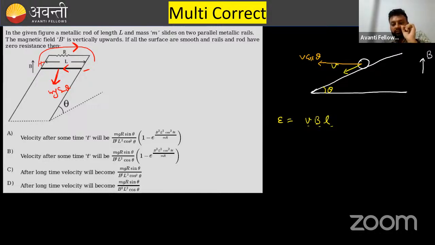In VBL, what is the formula? Every quantity V, B and L are mutually perpendicular. B is in the Y direction, length is in the Z direction. In this diagram, I am saying length is in the Z direction. So velocity should be in the X direction. So I am taking the X component, that is V cos theta. So what will it become? V cos theta into B into L.